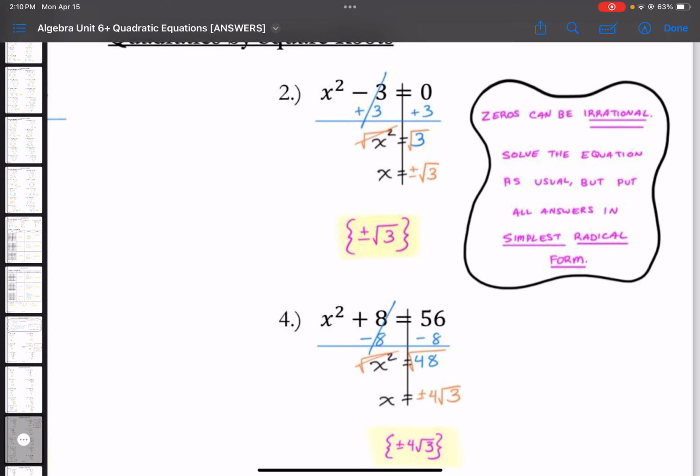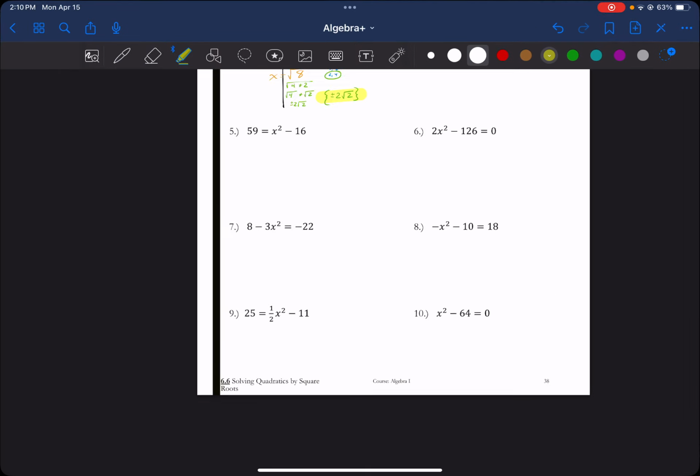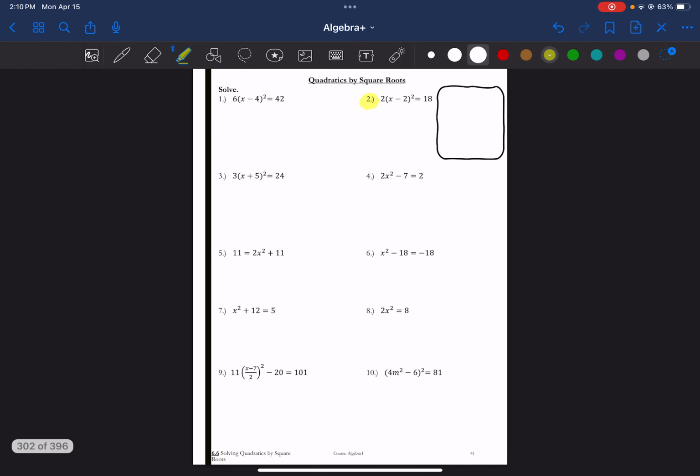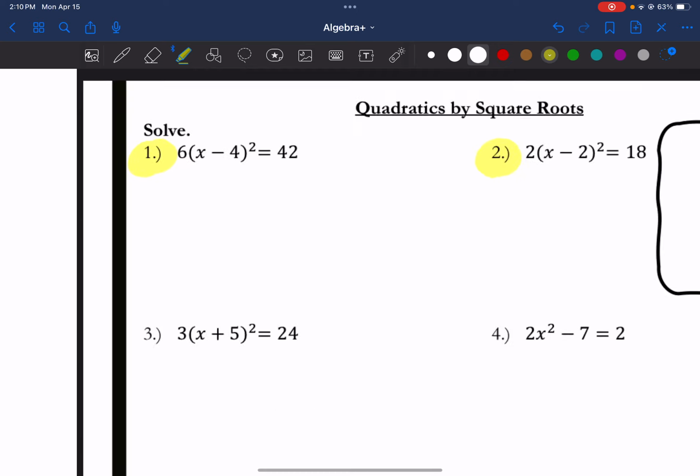There are two more types of problems that we're going to look at because they do get a little tricky, right? They get longer. So let's go a couple more pages over, and we're going to focus on problem number 1 and problem number 2. Let's do problem number 1 first.